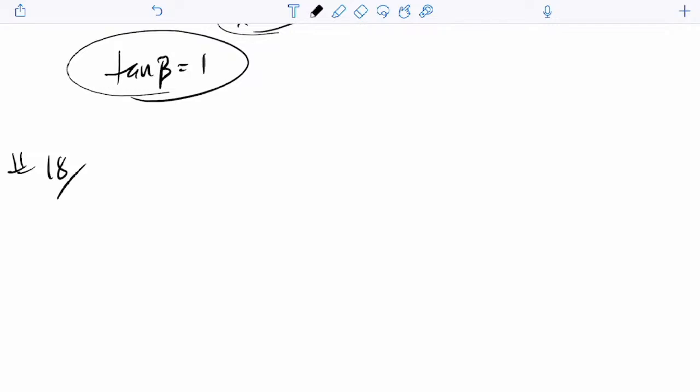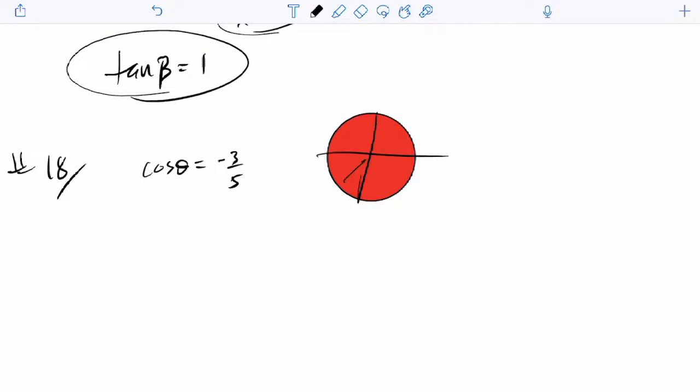Number 18, it wants to find the tan of 2 theta, cos 2 theta, sine 2 theta, and the quadrant in which 2 theta lies, where cos of theta is negative 3/5, and theta is in the third quadrant. So in this question here, theta is in the third quadrant, so we're here. This is where theta is in.